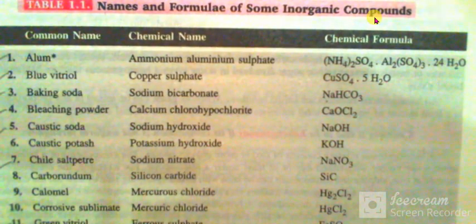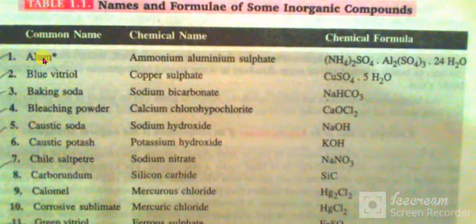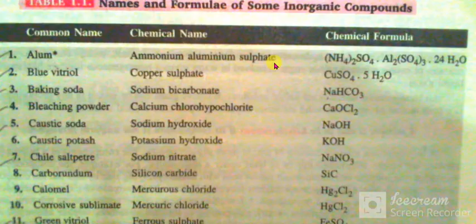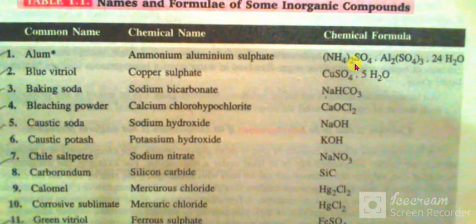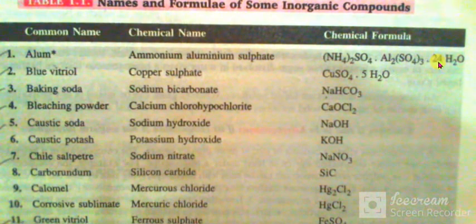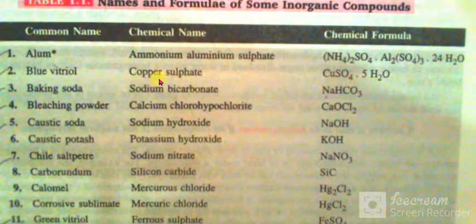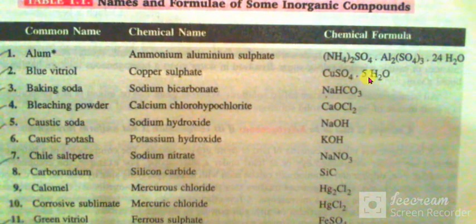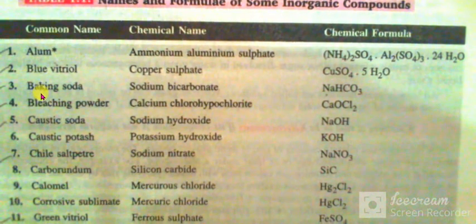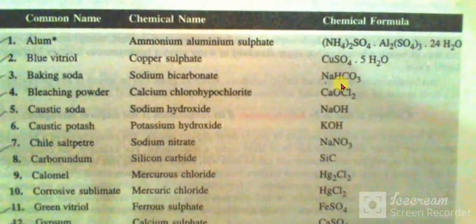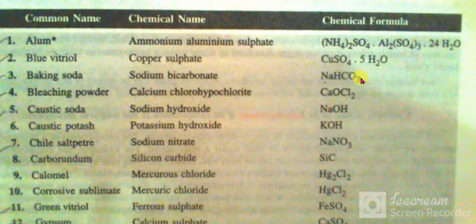Names and formulas of some inorganic compounds. Alum, ammonium aluminum sulfate, (NH4)2SO4·Al2(SO4)3·24H2O. Blue vitriol, copper sulfate, CuSO4·5H2O. Baking soda, sodium bicarbonate, chemical formula NaHCO3.